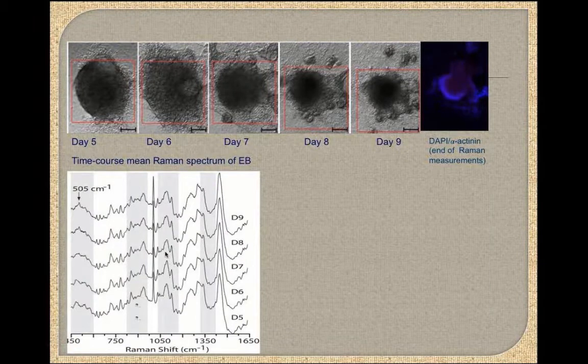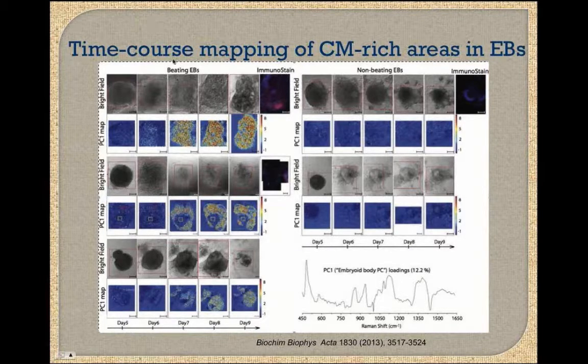If we go back, we did this for many embryoid bodies, and I'm just showing some examples here. On the left are beating embryoid bodies, with day 5 and day 9. These images show the scores corresponding to the spectral markers which are specific to the cardiomyocytes. You can see an increase with differentiation time, indicating an increase in the number of cardiomyocytes in the embryoid bodies, while for the non-beating embryoid bodies, you see no change in these scores. So these studies demonstrate that Raman spectroscopy is a very useful, non-invasive, label-free tool which can be used to monitor the differentiation of embryoid bodies towards cardiomyocytes.